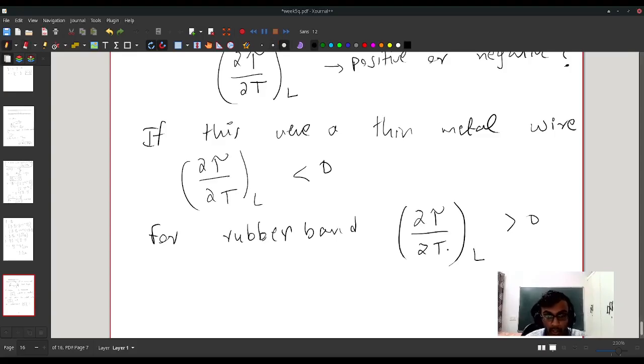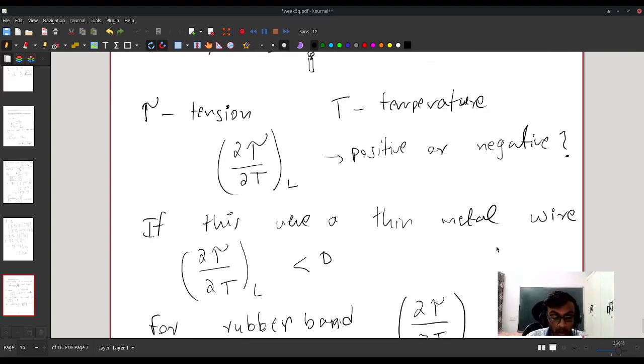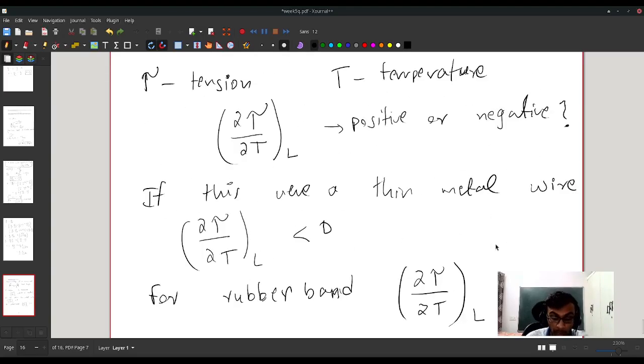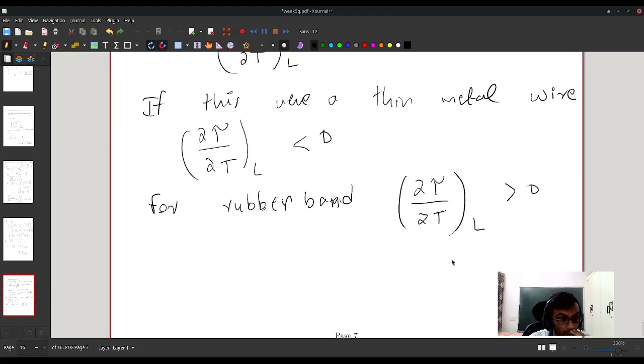Okay. So how is a rubber band different from a metallic wire? Microscopically, for this strikingly different thermodynamics to come into play, how is the rubber band so different from a metallic wire microscopically? Okay, so we will try to look at a very simple model of a rubber band and try to explain this observation.